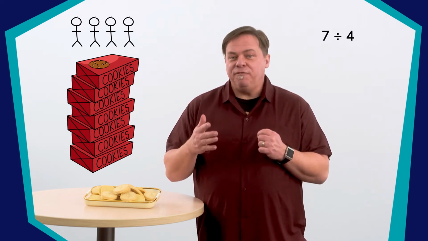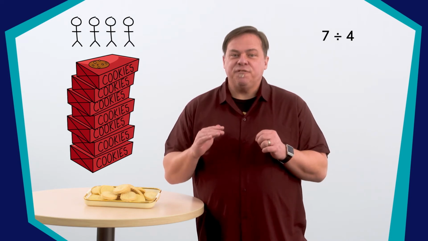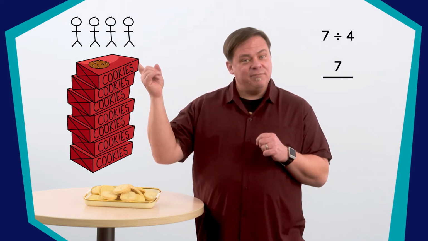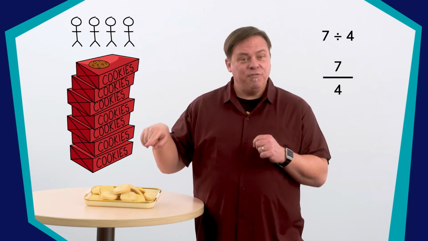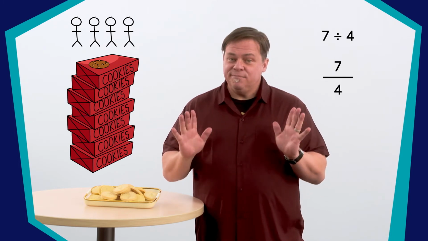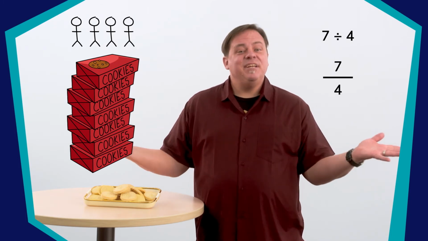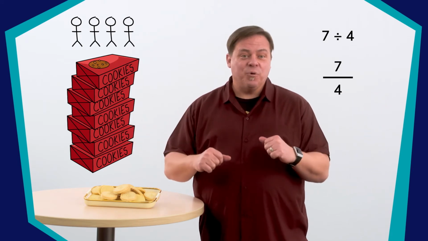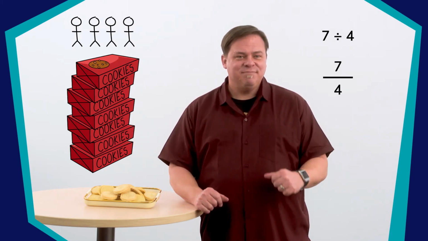7 divided by 4 is the same as a fraction with a numerator of 7 and a denominator of 4. If I want to, I could stop there. Each of us gets 7/4 boxes of cookies.